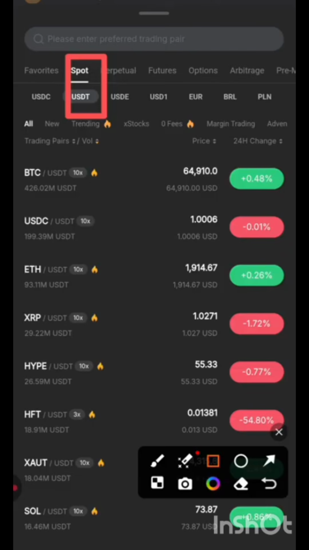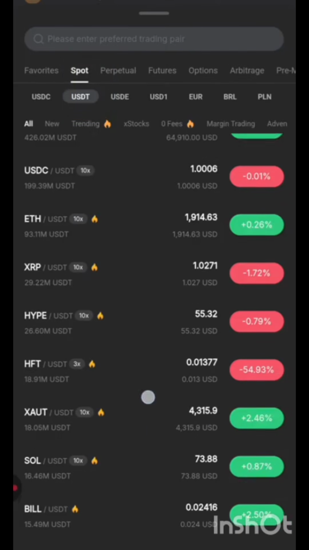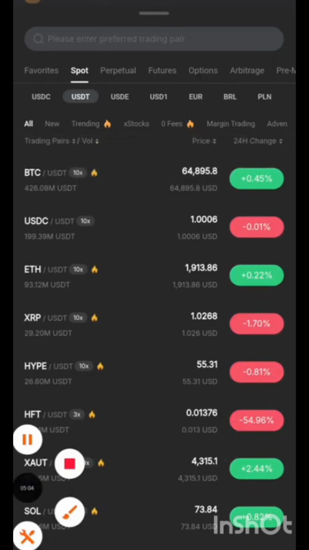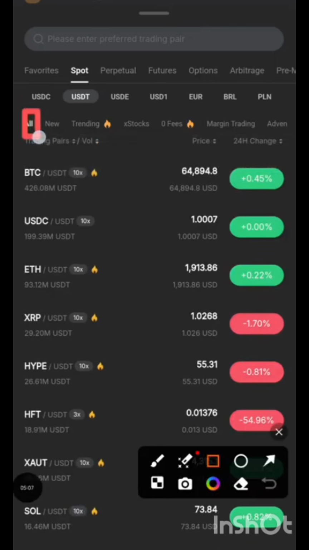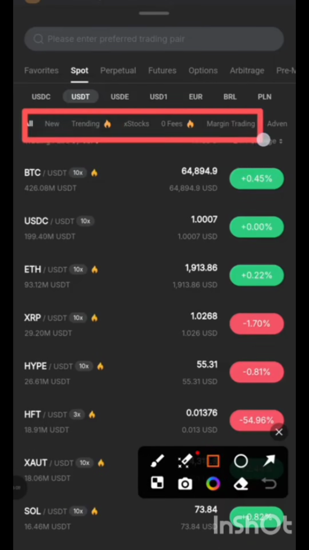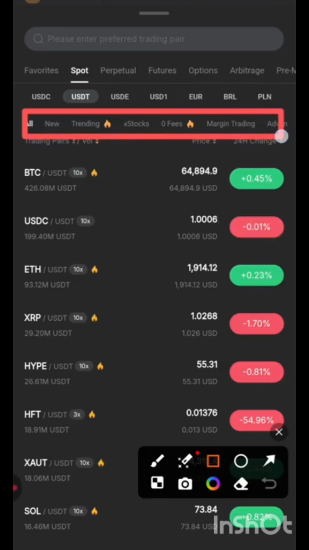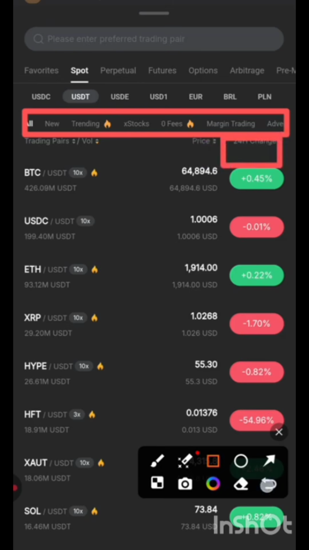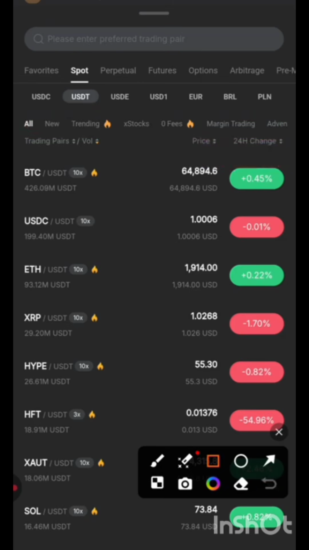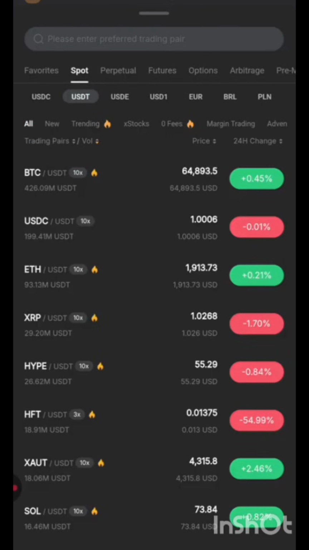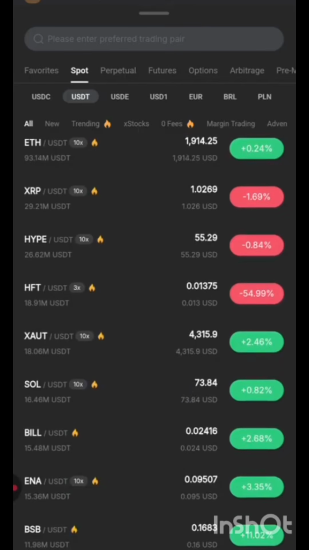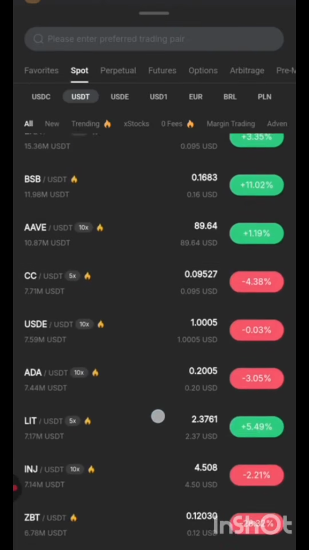So once you click on spot under USDT, you're going to now click on where it says all. In most cases, some people might be on trending or new, varieties of them, but make sure that yours is on spot and all under USDT to be precise. So right after then, you need to pick any cryptocurrency that you're going to be using to do this.